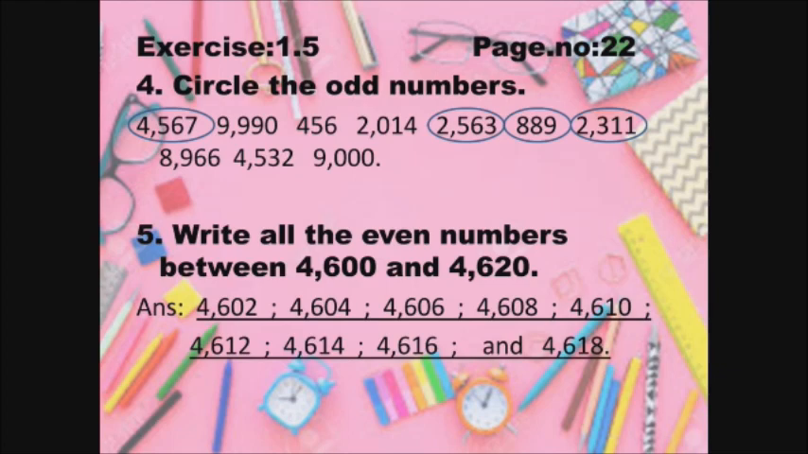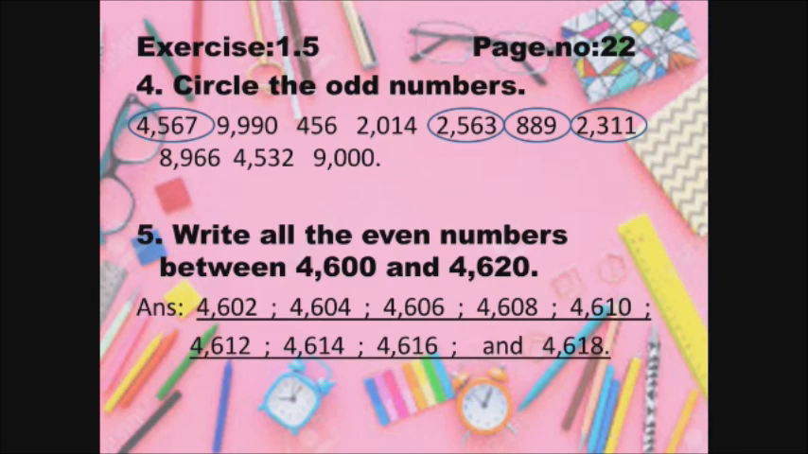Next, 889. 9 is the ending number here. So 9 is the odd number. We have to circle this number. Next, 2311. The ending number is 1. 1 is the odd number. So we have to circle this number. So other numbers, everything is an even number. So we should not circle.